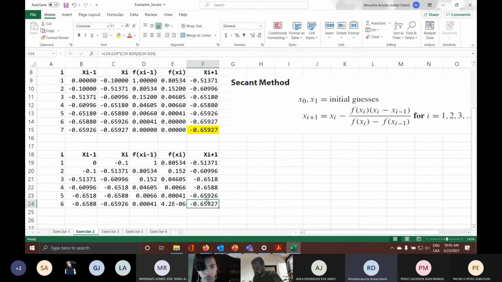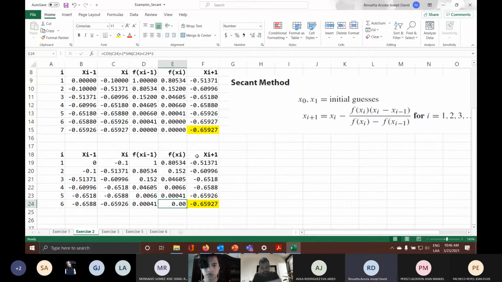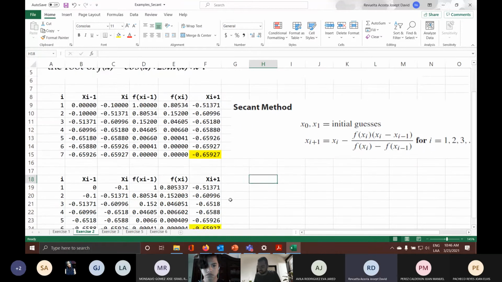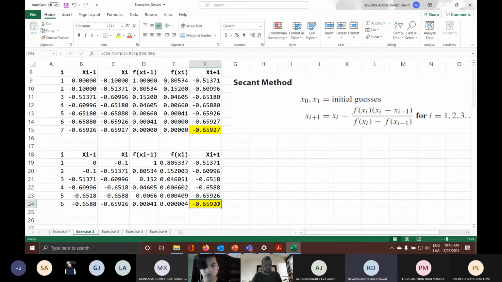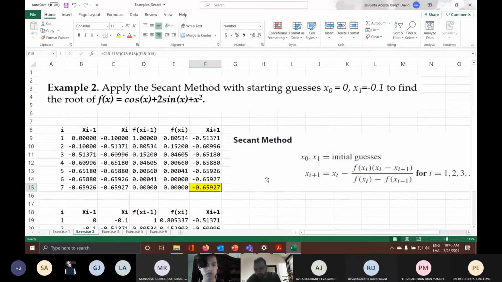After this solution, I have 4 decimal places of accuracy. So this is my solution. Let's make this a number. So this is what I get. And now, please, you substitute this value in this equation. This value in this equation.